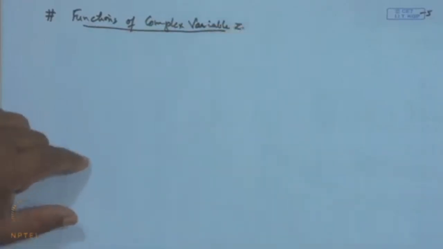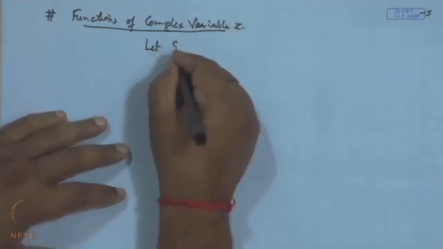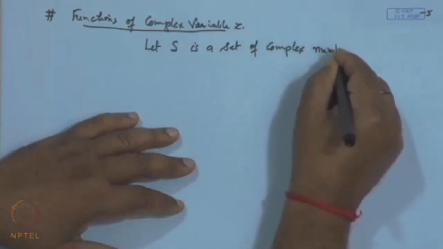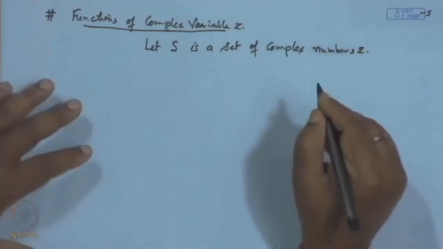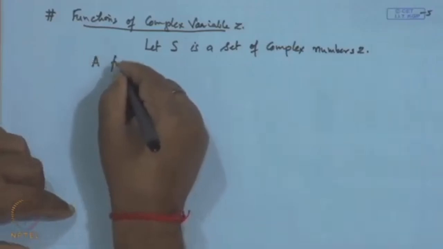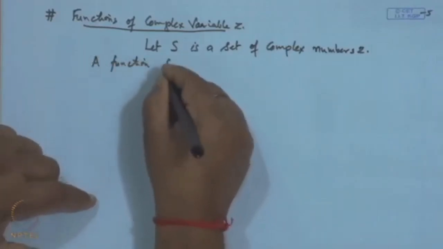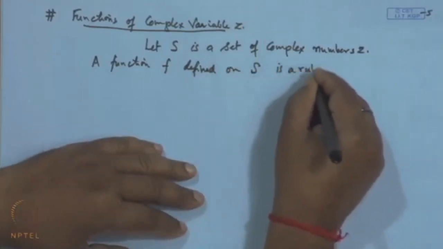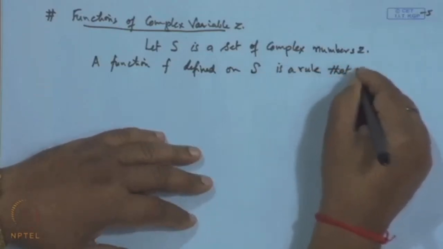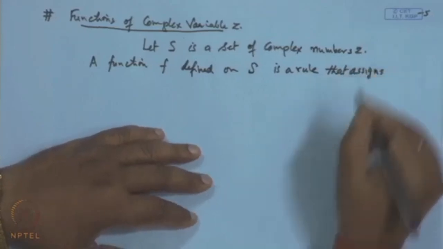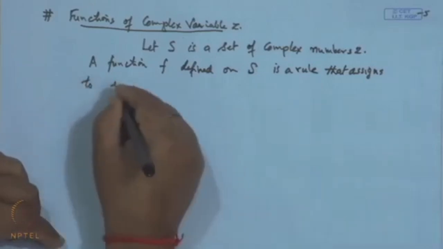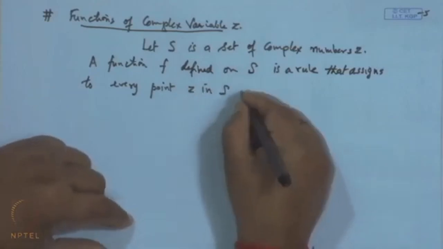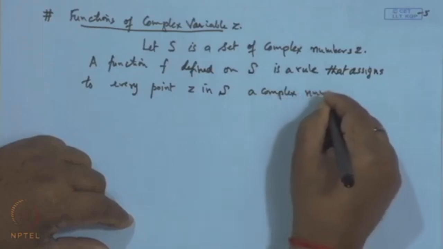Functions of a complex variable z. Let S be a set of complex numbers z. S is the set of all complex numbers z. A function f defined on S is a rule that assigns to every point z in S a complex number f(z).